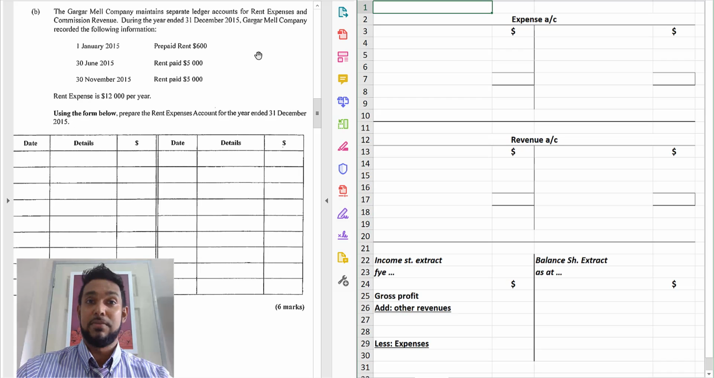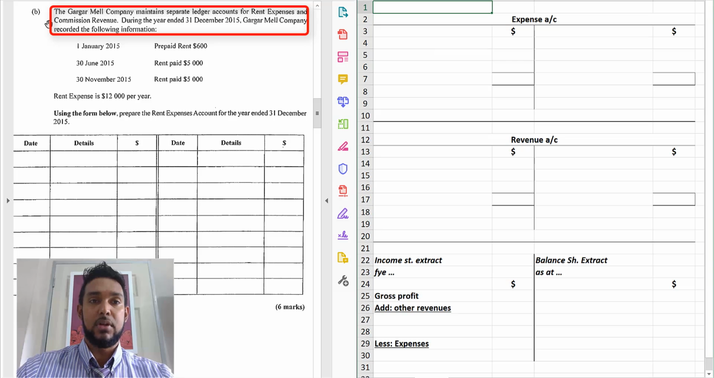Everything else after that is just very variable, right? I actually have an Excel spreadsheet that I use to record all of the questions that come every year, and that's the only trend I've noticed. Anyhow, Gargamel. So once again, let's start by reading the question. Gargamel Company maintains separate ledger accounts for rent expenses and commission revenue.